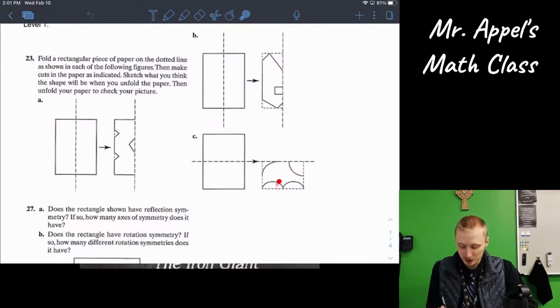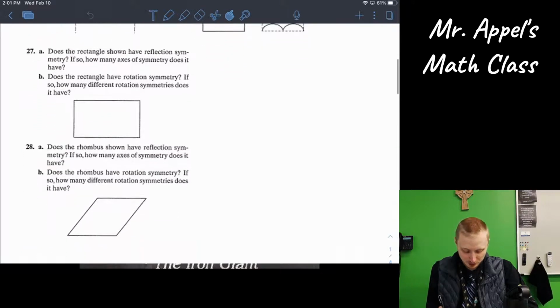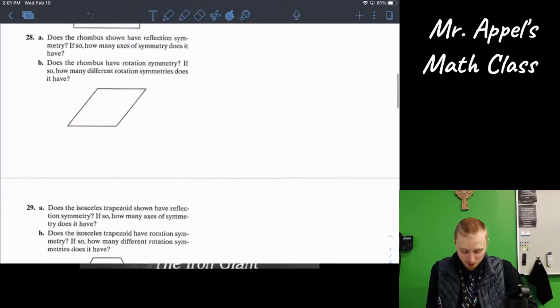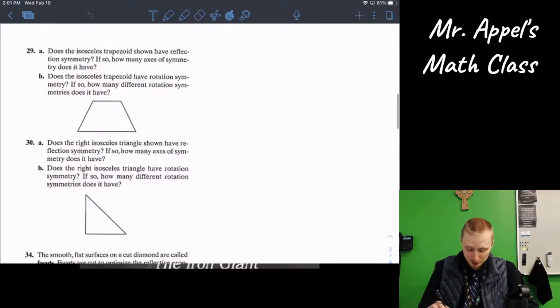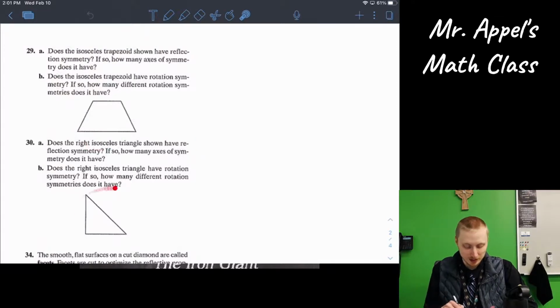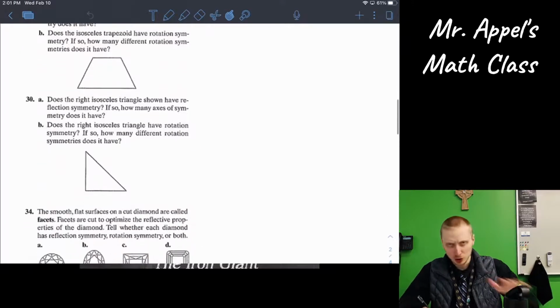And if you take a look at this example, you'll know why I had to include this problem at some point, right? 27, 28, 29, 30 deal with rectangle, rhombus, isosceles trapezoid, and isosceles triangle, respectively, finding all of the symmetries in these basic shapes. So this is just a good baseline exercise.